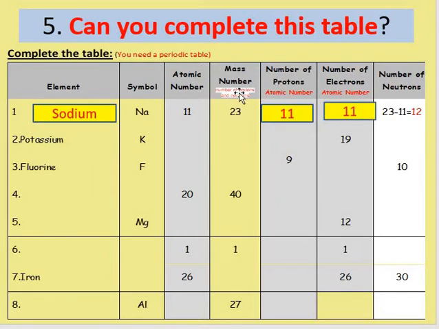The atomic mass is the bigger number. For sodium, the atomic mass is 23. If we subtract the atomic number from the atomic mass, we're going to get 12. This tells us how many neutrons there are. You can now continue and complete this on your own. Pause the video.